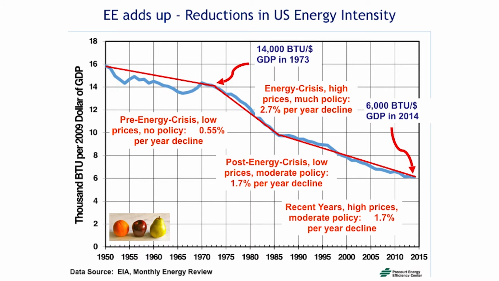This is energy efficiency adds up: reductions in U.S. energy intensity broken down by time periods. Before the energy crisis, low prices, no policy, about 0.5% per year decline in energy intensity. During the energy crisis, in that decade, high prices, a lot of policy, a lot of things getting tried, a 2.7% per year decline in energy intensity. Oops, I hit the wrong direction. Post-energy crisis, things modulate, the prices go down. You get a 1.7% per year decline, and that's still what we're getting, about 1.7% per year. And you can see the difference over time.